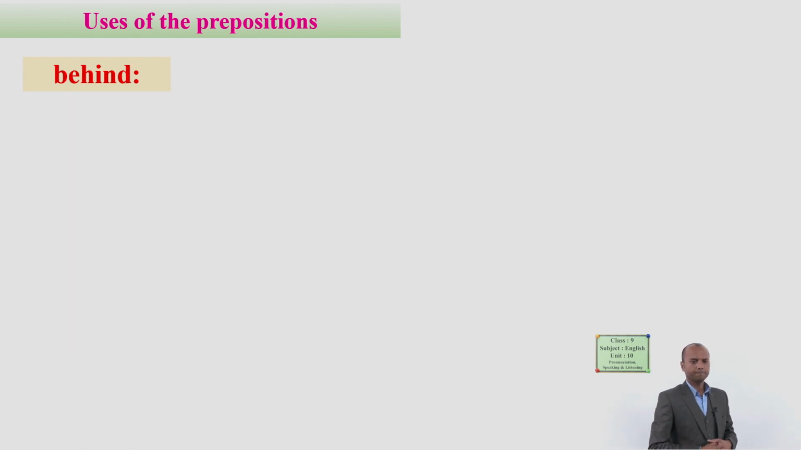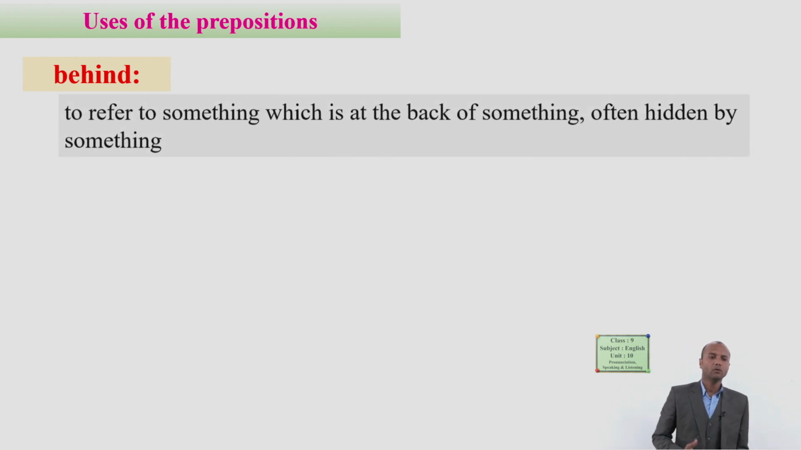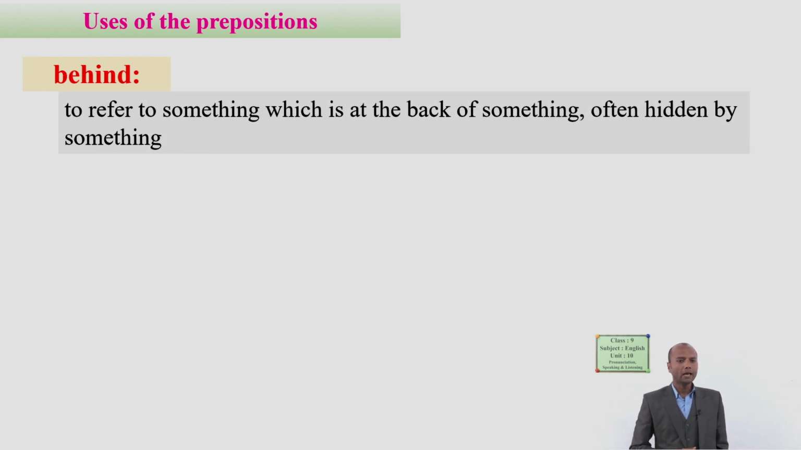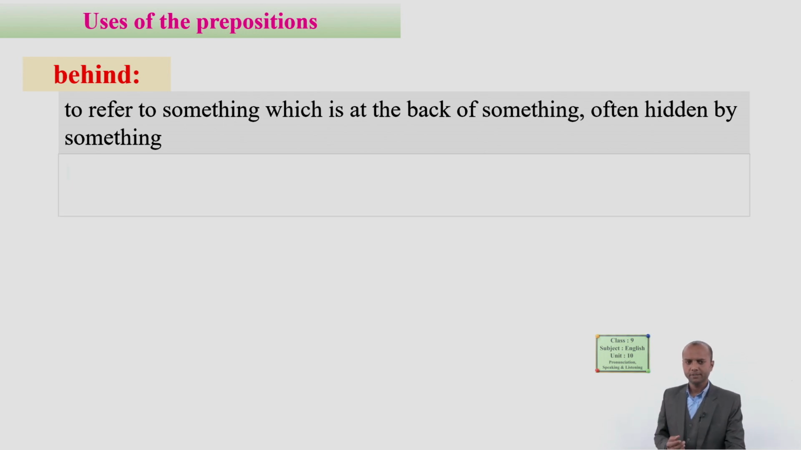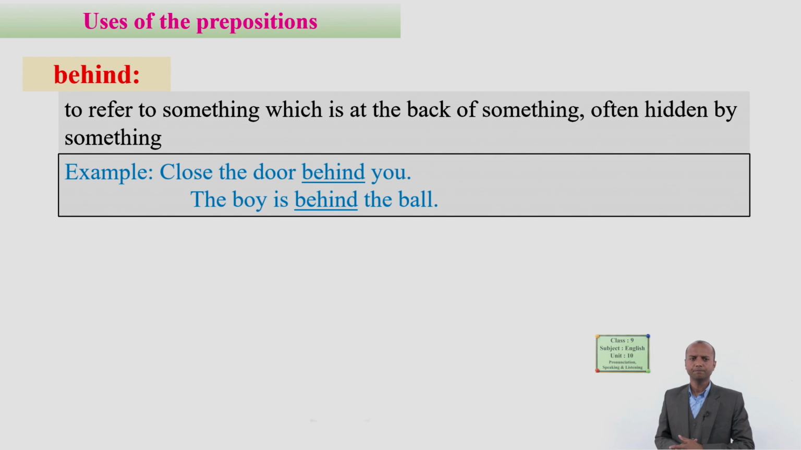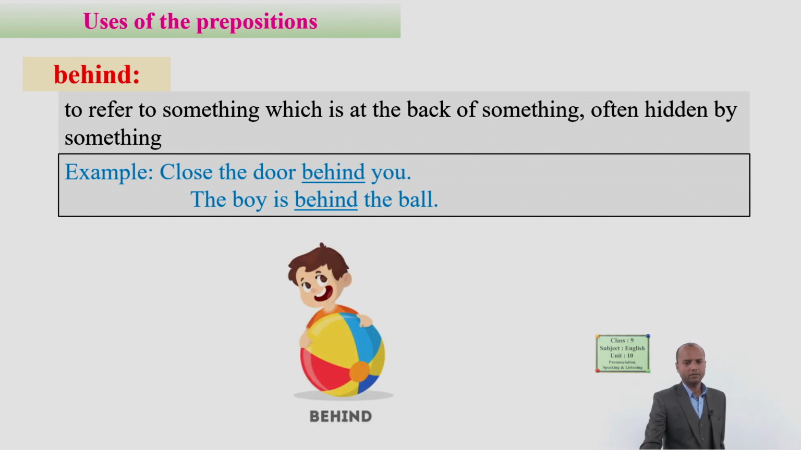Next is behind, and as you have known, it refers to something which is at the back of something, often hidden by something, that might be hidden by something. For example, look at the picture and the example as well. So behind, look, close the door behind you. Sometimes you might say in that way, order somebody, or this picture and this example are related, aren't they? Yes, the boy is behind the ball. Look, often hidden, I said earlier, okay, but it is not completely hidden.